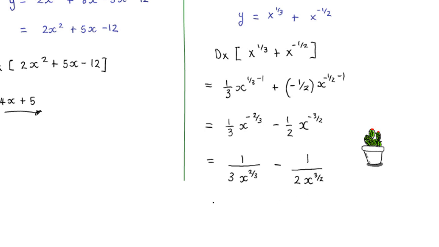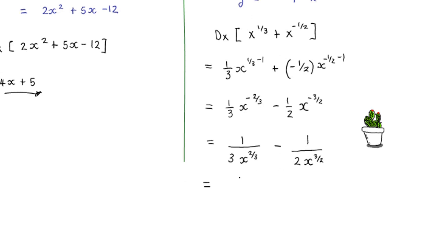And now we can just put this back into radical form. So this is going to be 1 over 3 times the cube root of x squared, and this is minus 1 over 2 times the square root of x cubed. And that is your derivative function.